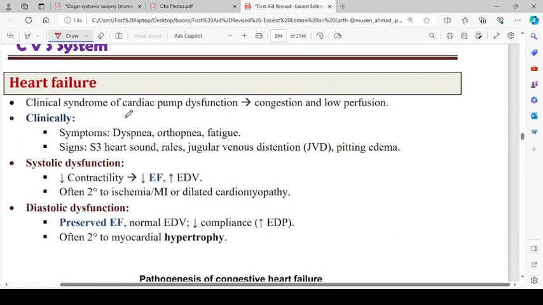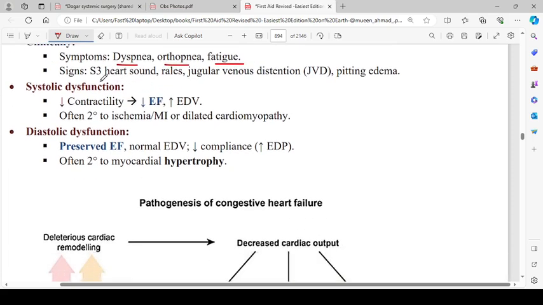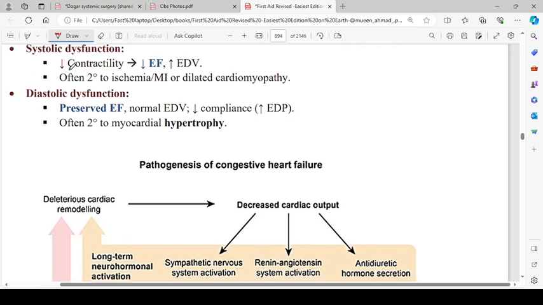So for the heart failure, the clinical syndrome of cardiac pump dysfunction, congestion, and low perfusion. Clinically, the symptoms of heart failure are dyspnea, orthopnea, and fatigue. Signs are S3 heart sound, rales, jugular venous distension, and pitting edema. Systolic dysfunction includes decreased contractility and decreased ejection fraction with increased end diastolic volume, often secondary to ischemia, MI, or dilated cardiomyopathy.